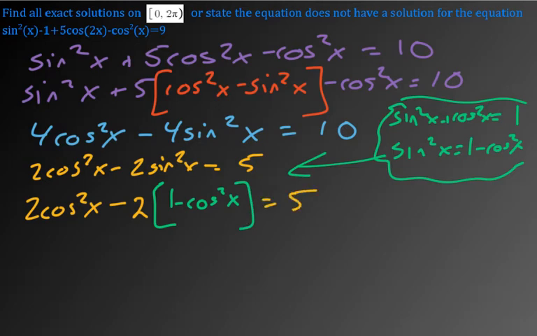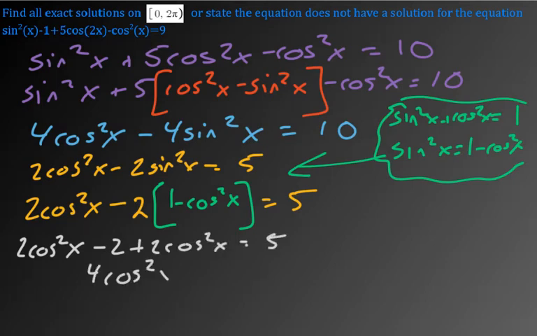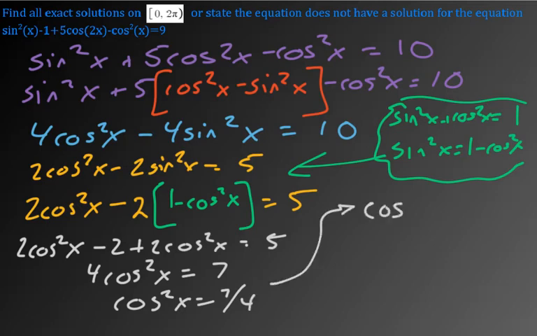And so if I simplify that, we'll go here. 2 cosine squared x. I'm just going to distribute minus 2 plus 2 cosine squared x equals 5. So you have 4 cosine squared x's. If you add the 2 to the other side, you get 7. So now you can go ahead and divide by 4. And then if you think about what numbers squared to 7 over 4, it would be plus or minus the square root of 7 over 4, or square root of 7 over 2, since 2 is the square root of 4.